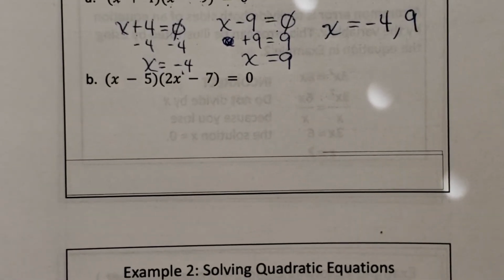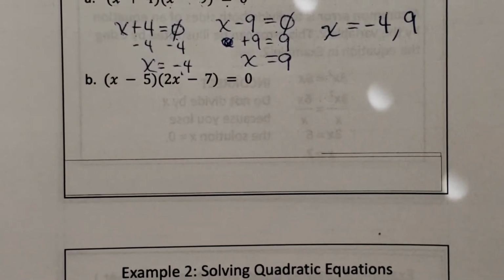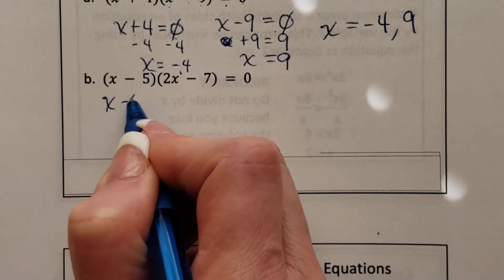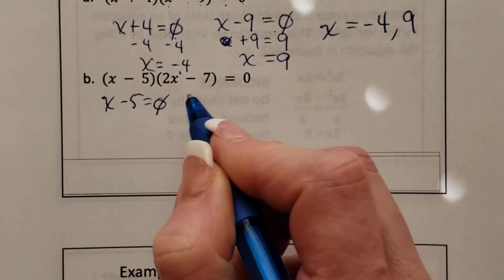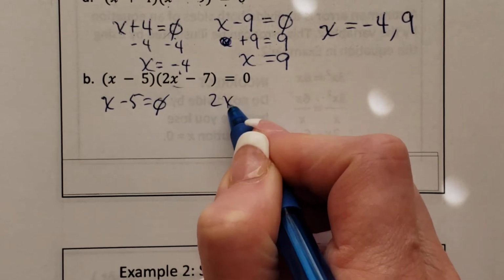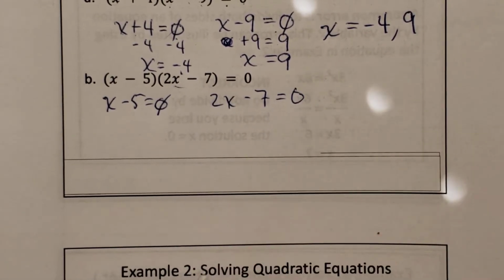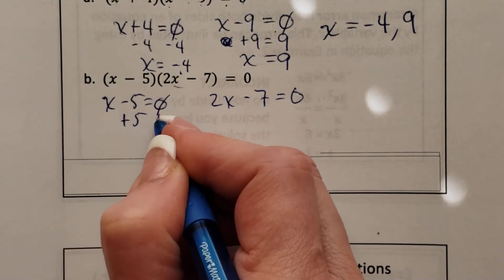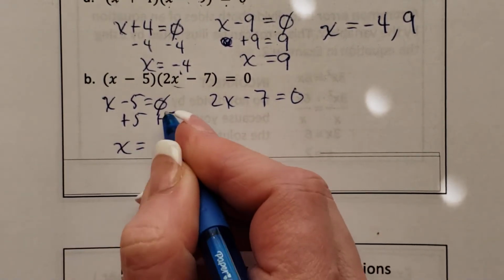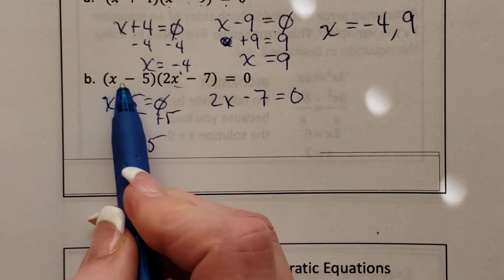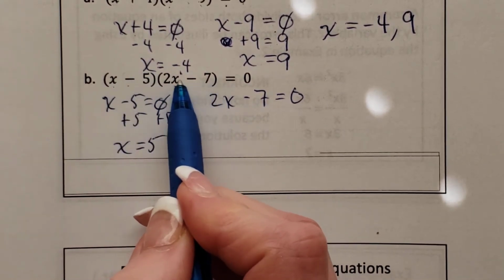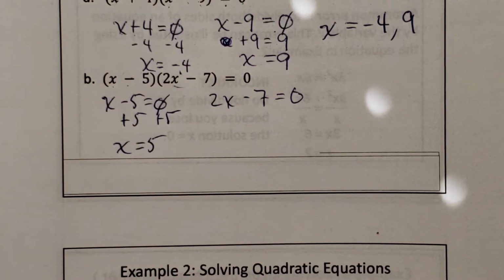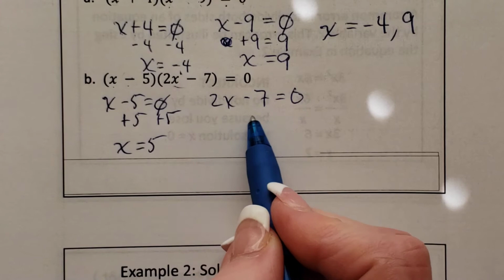And that's what we're going to do. We're always going to take what's in parentheses, set it equal to 0, and solve for x. So here we have x minus 5 equals 0. And we also take 2x minus 7 and set that equal to 0. So to get x by itself, I'm going to add 5 to both sides. Well, 0 plus 5 is 5, so 5 minus 5, 0. Doesn't matter what this quantity is, 0 times anything is 0. So x could be 5, but x could also be another number.